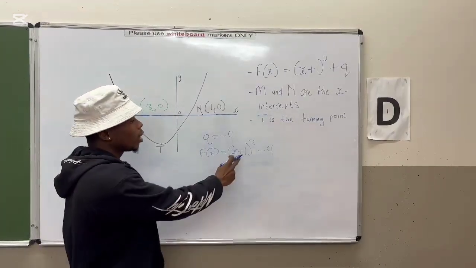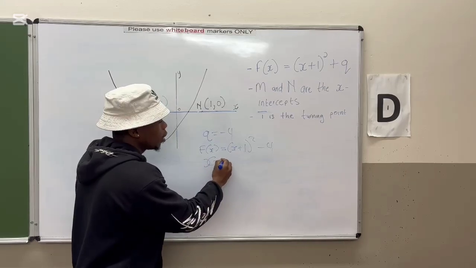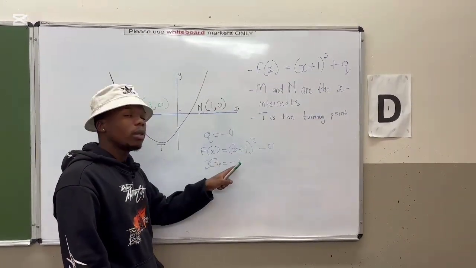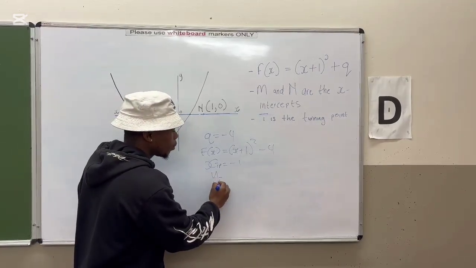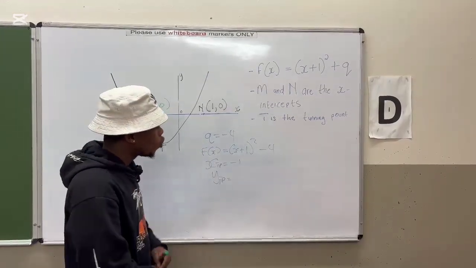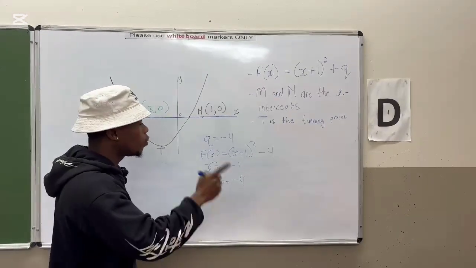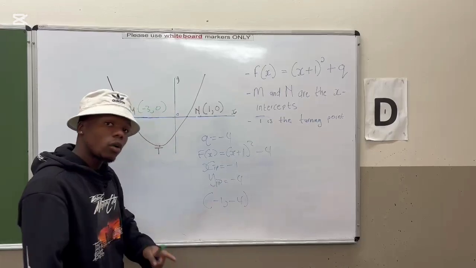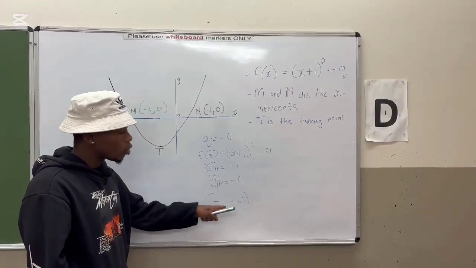But remember, this value will change the sign. In other words, my xtp is minus 1. If it was minus in this case, it would be positive 1. But for the ytp, we take the value of q and its sign. What is the value of q? It is minus 4. It means my ytp is minus 4. In coordinate form this will be minus 1 and minus 4. In other words, the coordinate of t is (minus 1, minus 4).